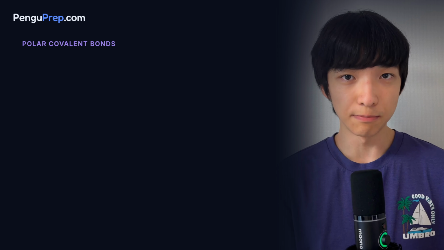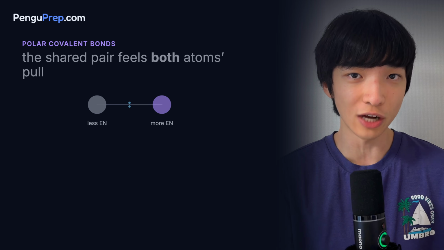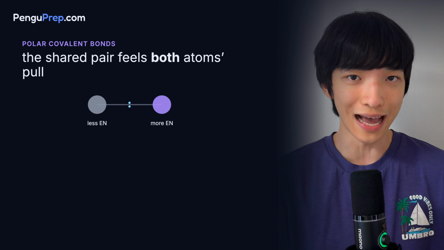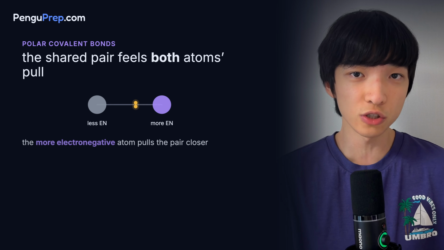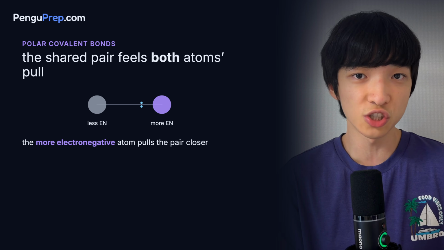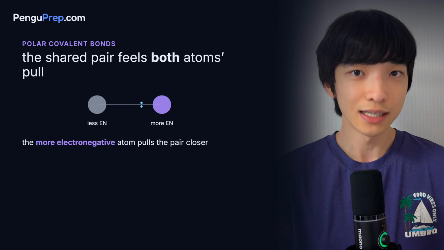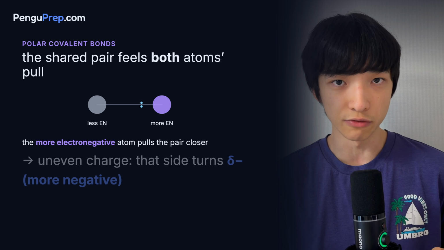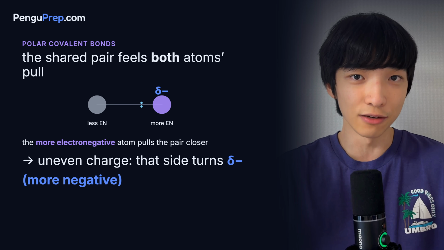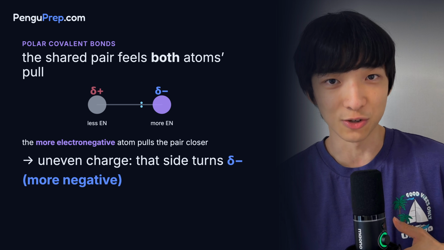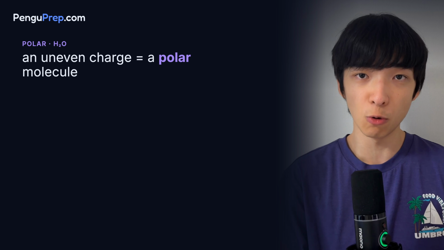Now let's talk about covalent bonds more deeply. Electrons shared between two atoms will be influenced by the attractive and repulsive forces of both atoms. When there's a more electronegative atom, it will pull the electrons more strongly towards itself, resulting in those shared electrons being closer to that more electronegative atom. This results in an uneven distribution of charge. The side with the more electronegative atom is going to be more negative compared to the side with the less electronegative atom. When a molecule has an uneven distribution of charge like this, we call it polar.